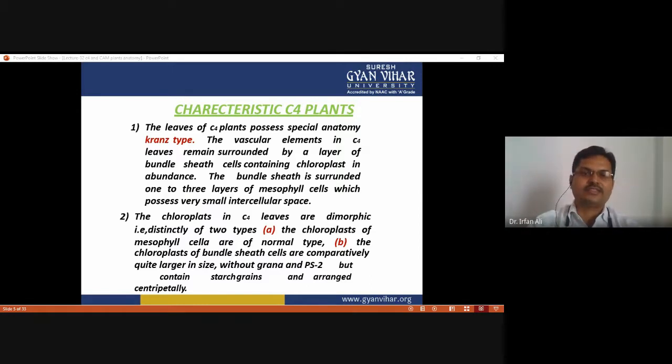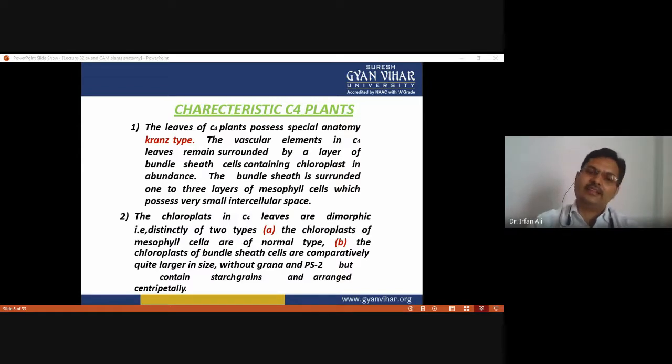The first is the chloroplast of mesophyll cells. The chloroplast of mesophyll cells is the normal type, which is found in the C3 plant. So in the mesophyll cells there is a normal type of chloroplast, which has grana, thylakoids, and stroma. While the chloroplast found in the bundle sheath cell is comparatively large in size as compared to the chloroplast found in the mesophyll cells.